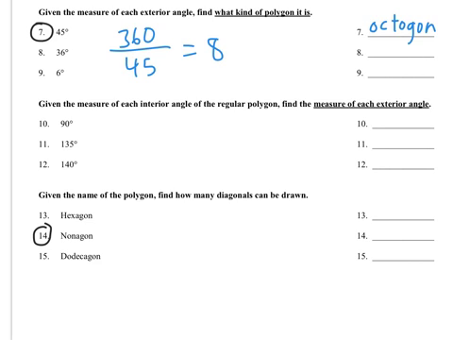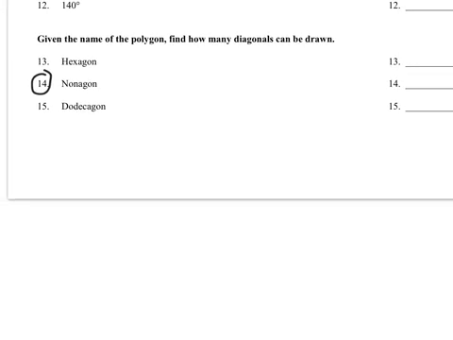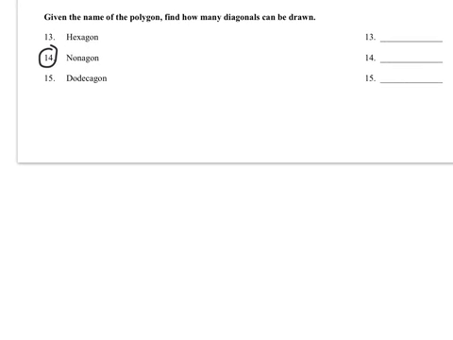Now, let's take a look at the bottom section. Find out how many diagonals can be drawn. So that's going to deal with how many sides there are as well. And in a nonagon, there are 9 sides. And there's a formula we talked about in the notes, and we can apply it here. That formula is n times n minus 3 divided by 2. This formula will tell us how many diagonals a shape has, and n stands for the number of sides.